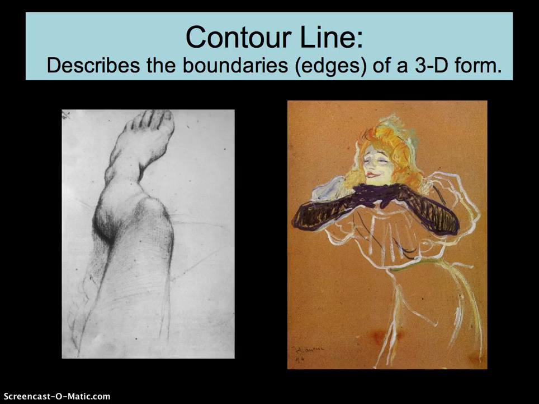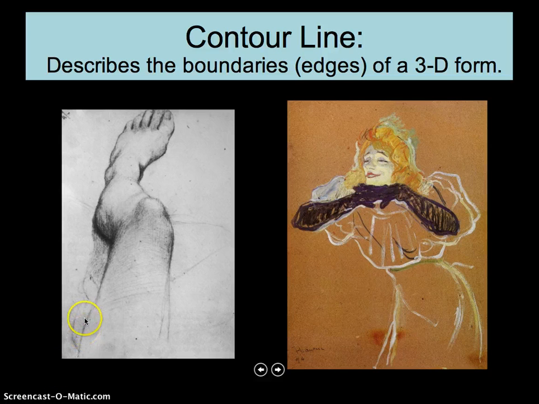Elizabeth Hack, continuing with a lecture on the visual language. We were talking about line and different types of line. We're on to contour line. A contour line describes the boundaries and the edges of a three-dimensional form. Not just the outline, but the edges that come into the form.